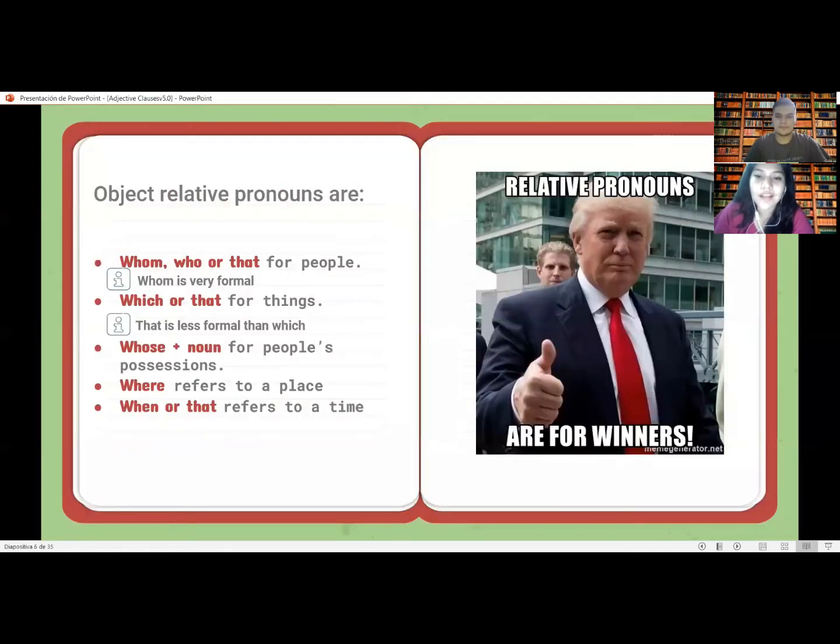Next, please. Object relative pronouns are who, whom, or that for people. Who is very formal. Which or that for things, that is less formal than which. Whose plus noun for people's possessions. Where refers to a place. When or that refers to a time.